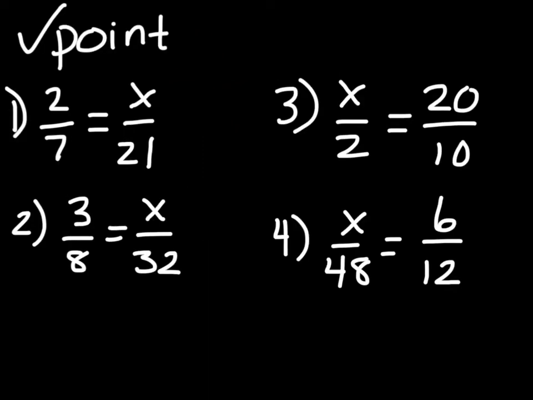Try these 4 problems on your own. In each you have a proportion with a missing variable. Use equivalent ratios to solve. Press pause while you work, and we'll move on to the next idea when you come back.